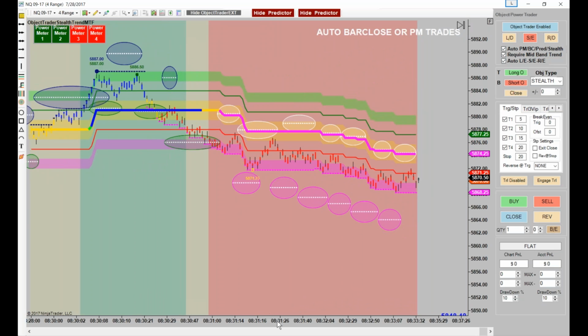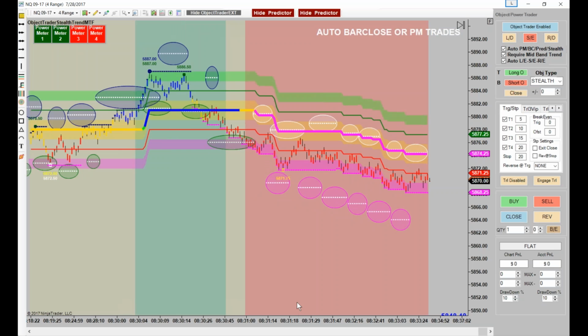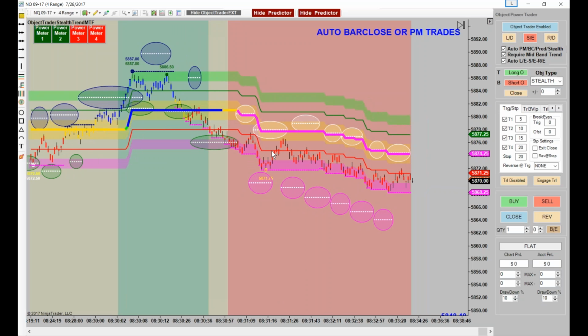I'm not exactly sure though. Oh, I know why it didn't fire. When I restarted this, I forgot to put my stealth back on. And when you restart Object Trader, notice how stealth is not on the chart anymore. That's why it didn't fire that trade. But did you notice that it did change from long to short? Just like we designed it.